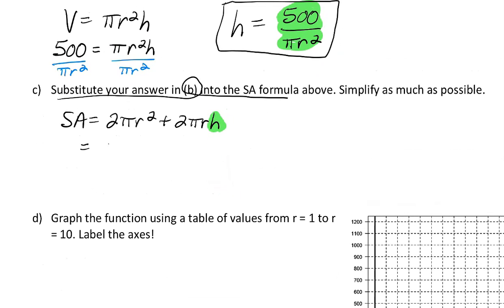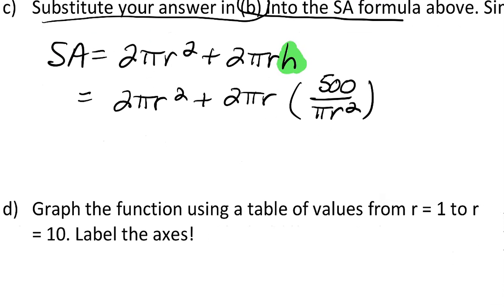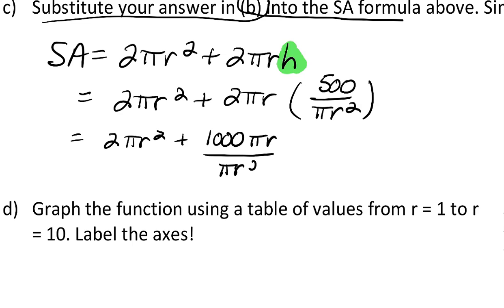So we would have the surface area is 2 pi r squared plus 2 pi r times h, and h is 500 divided by pi r squared. And can we simplify that at all? We actually can. So we can divide pi and pi and r with r squared. If that's hard for you to visualize, you could multiply across. So you'd get 2 pi r squared plus 2 times 500 is 1,000 pi r over pi r squared.